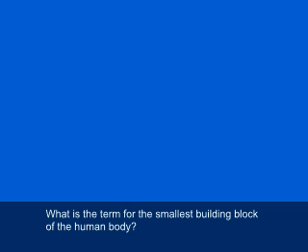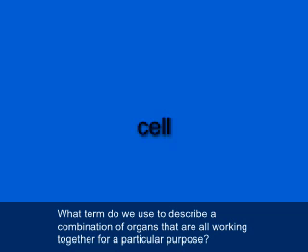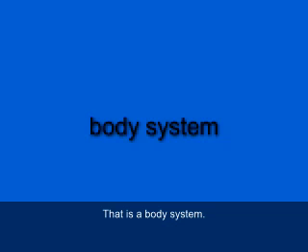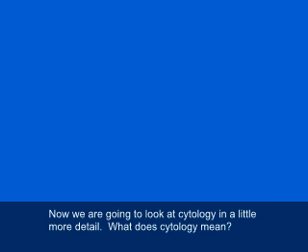Now, what is the term for the smallest building block of the human body? Well, I hope you remembered that that's the cell. What term do we use to describe a combination of organs that are all working together for a particular purpose? Well, that's a body system. Now we're going to look at cytology in a little more detail. And what does cytology mean?